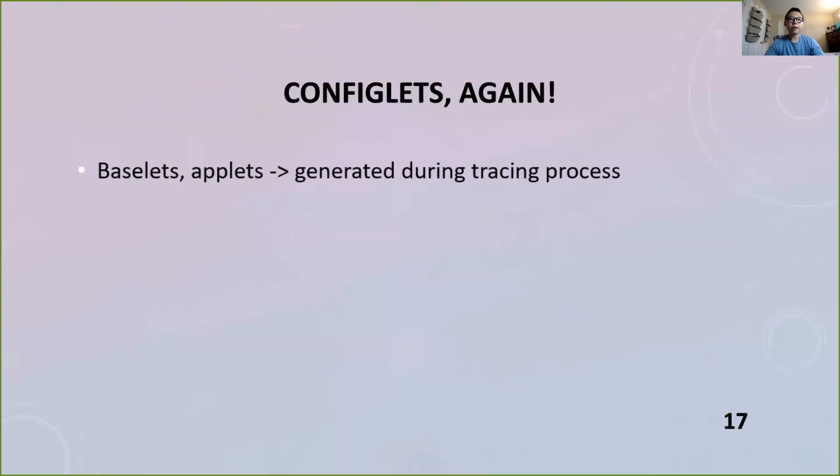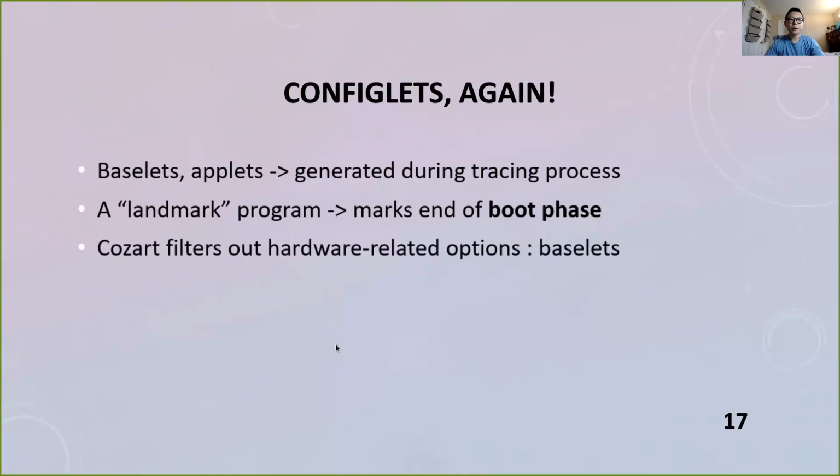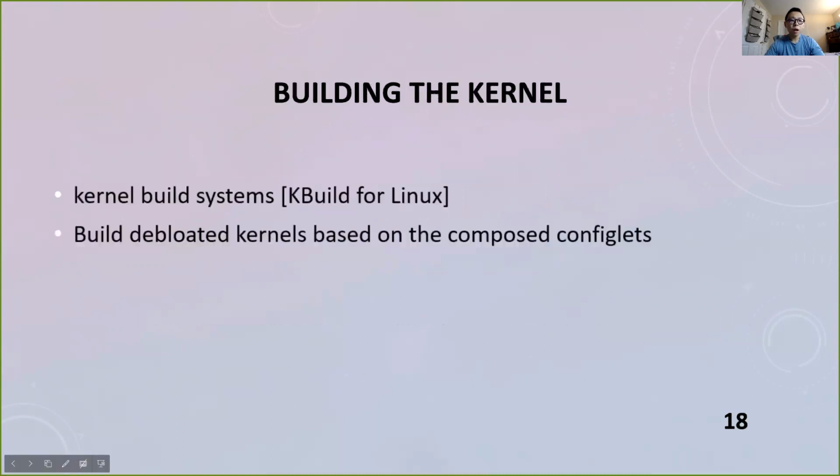Config.lets are generated during the tracing process. A lemma program marks the end of the boot phase. Hardware-related options form the baselets, and the remaining options are applets. When the config.lets are prepared, COZART builds the kernel by combining and composing config.lets.